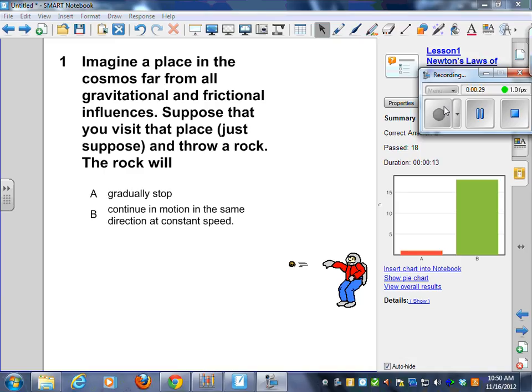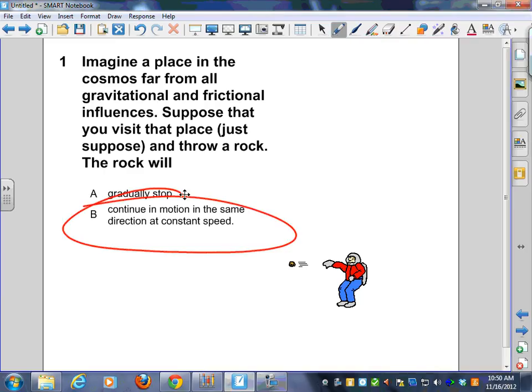Imagine a place in space that is most far from all gravitational and frictional forces. Suppose that you visit the place and throw a rock. The rock will continue in motion in the same direction at constant speed. That's pretty easy, right?